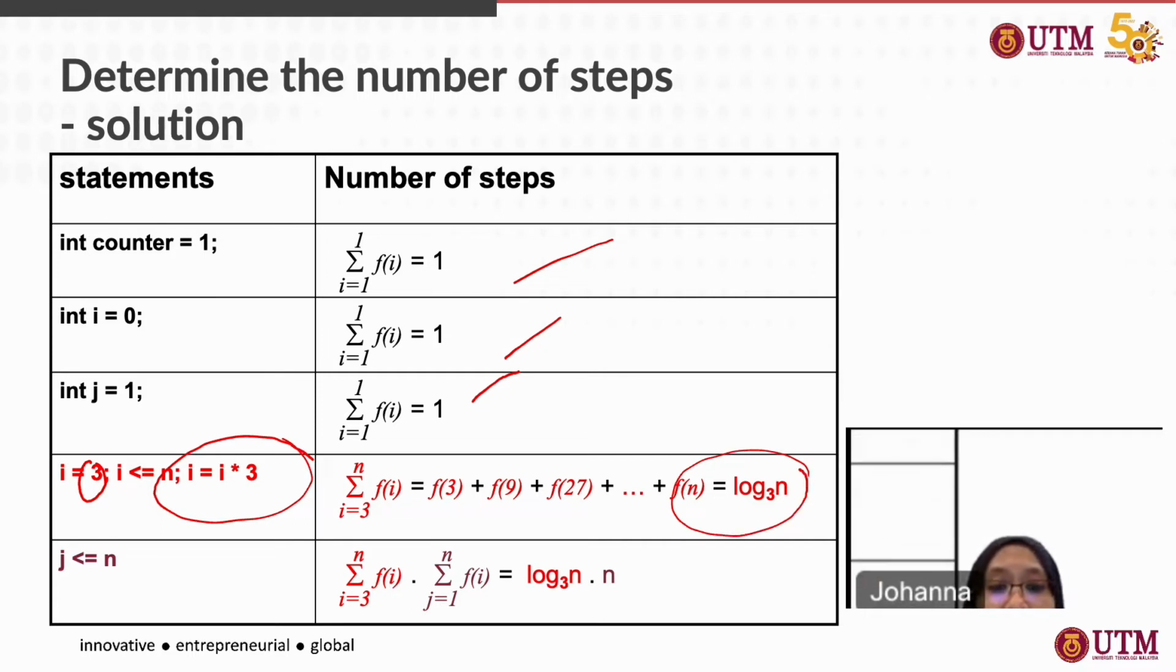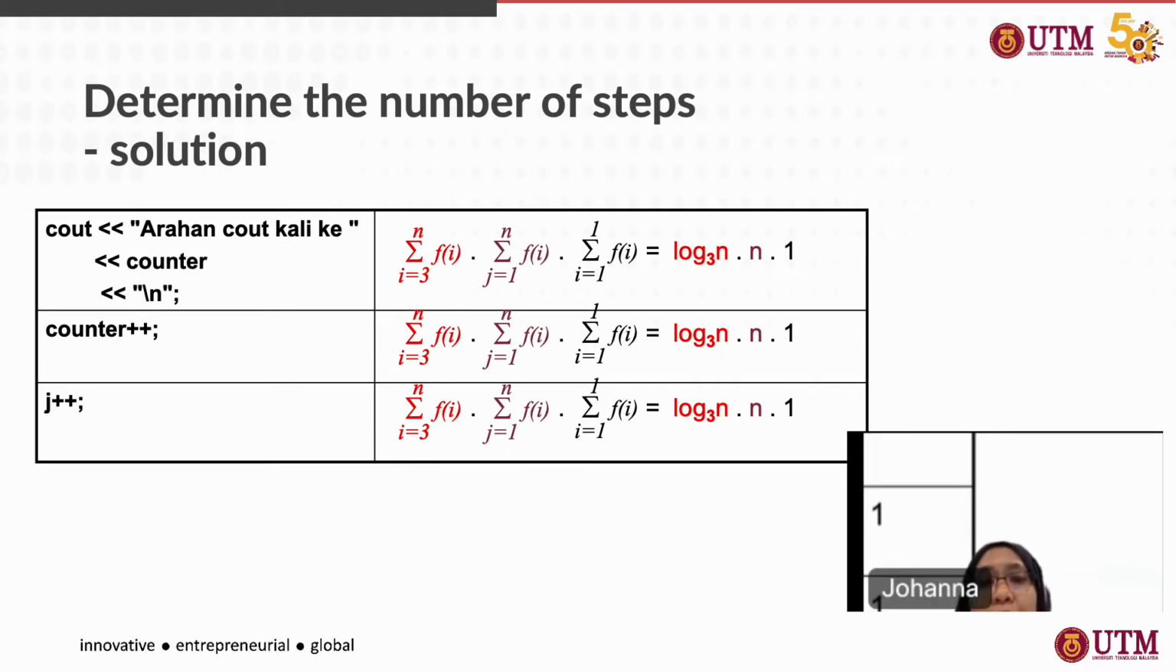Okay, then for the last one here, we have n, but since this one is under the for loop here, we need to multiply it with the log n base 3. Okay, and then for this one, it will be multiplied by 1. Okay, because it is under the previous for loop, so it needs to multiply n and log n base 3. Okay, so same goes to this one and same goes to this one.